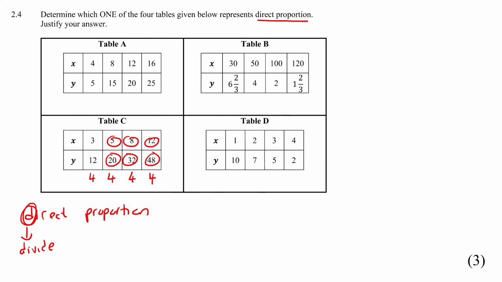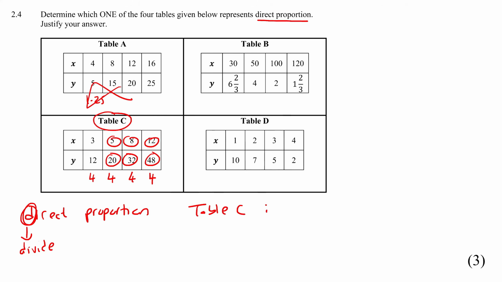And so that is direct proportion. You would not be able to divide these other ones and get the same answer every time, okay? For example, here you could say 5 divided by 4. That would give you 1.25, sorry. If I then say 15 divided by 8, that doesn't give you 1.25, so it's not that one. So you're going to say that the answer is table C.